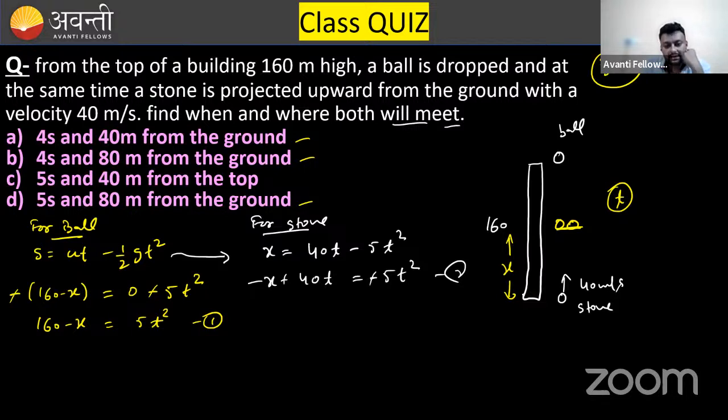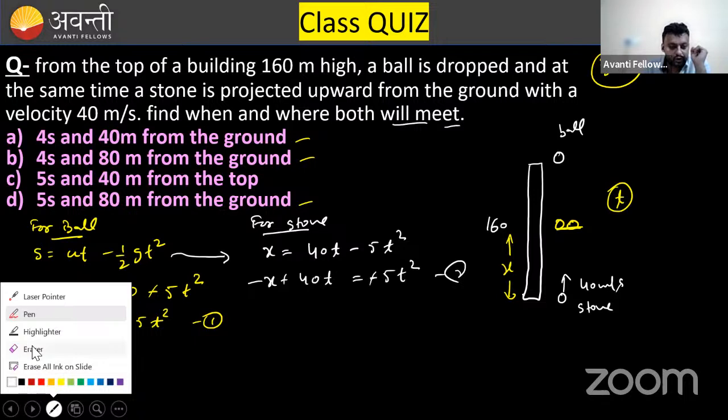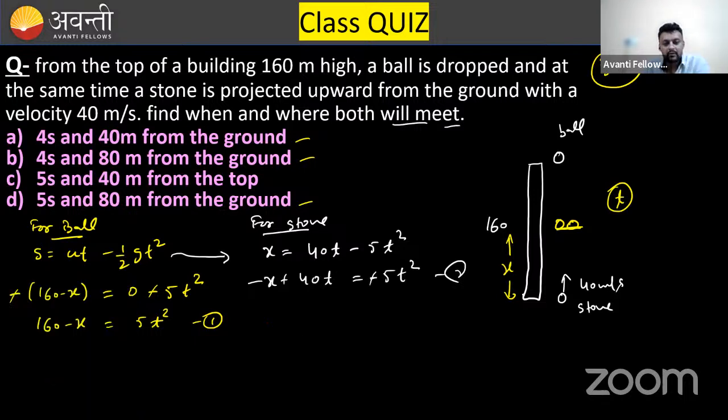From these two equations, you can clearly see that 5t square on the RHS is the same. You can compare the two equations. I am comparing 1 and 2. Are you getting my point? What I'm trying to do? I am comparing 1 and 2. So what you will get? 160 minus X is equals to 40t minus X. So X and X can be cancelled. T will become 4 seconds.